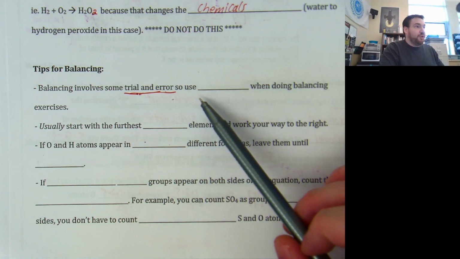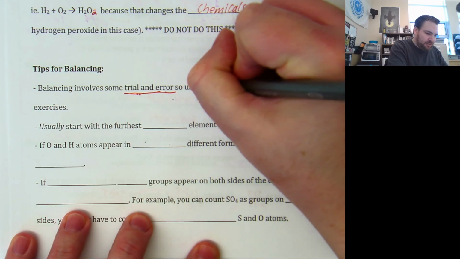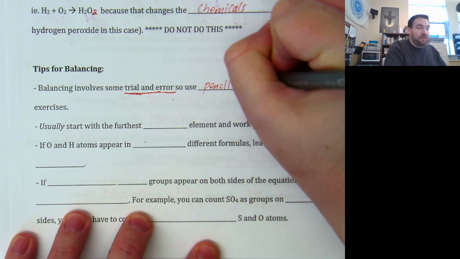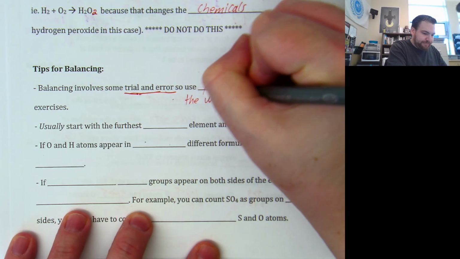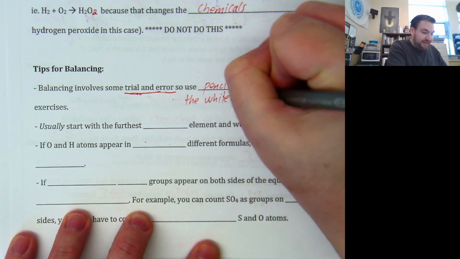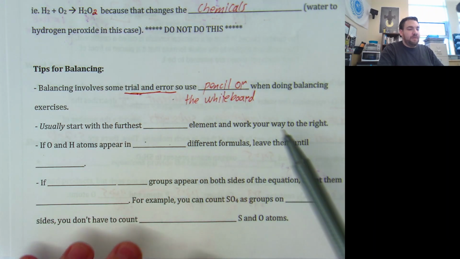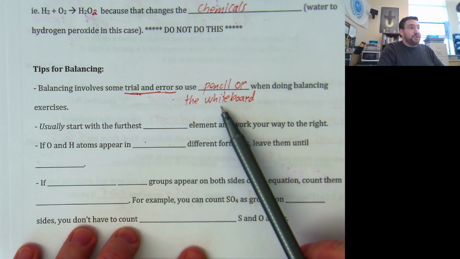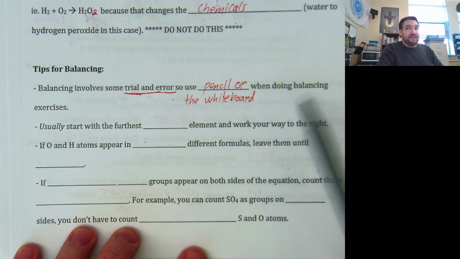And so when you're doing this, my recommendation for you would be to use pencil, or I'm going to put something underneath, the whiteboard, because goodness knows we have a lot of them. That's 7 of them. Use the whiteboard to do the work when balancing these things.